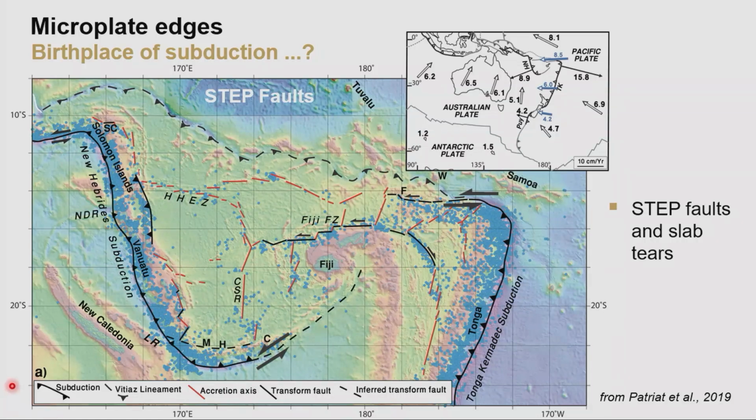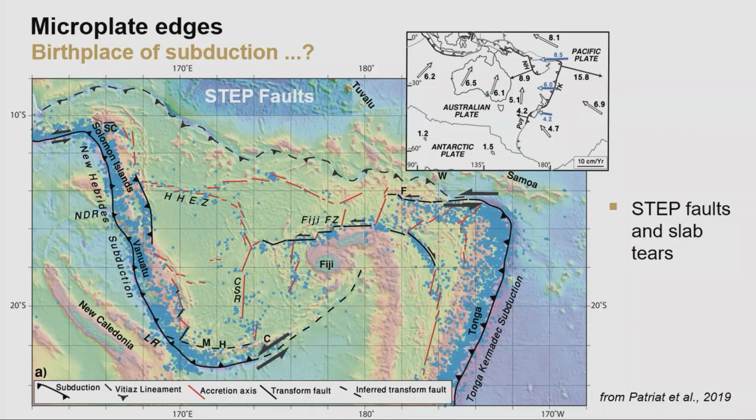But we have started working on three locations really, where we believe the microplate edges are the location of subduction initiation. So subduction has obviously been going on here because of the advancing Pacific plate, but there are two locations at very sharp bends in the microplate assemblage. This one here and this one down here in the southern Fiji Basin, and another one up here in the northern Solomon Islands. And these represent locations.